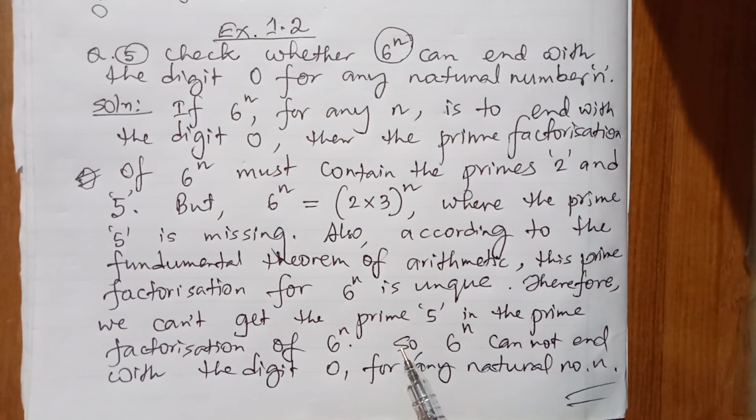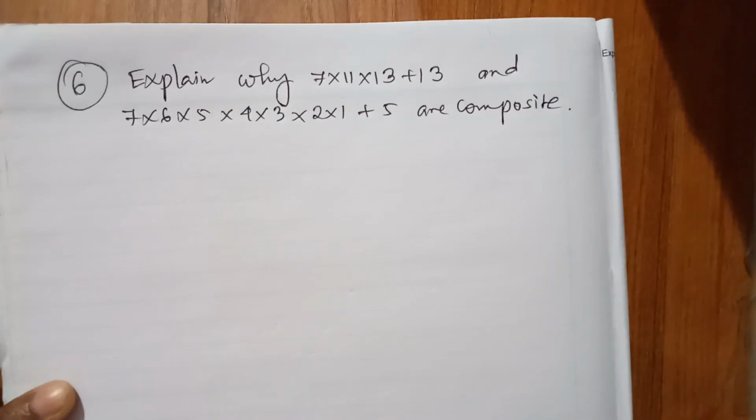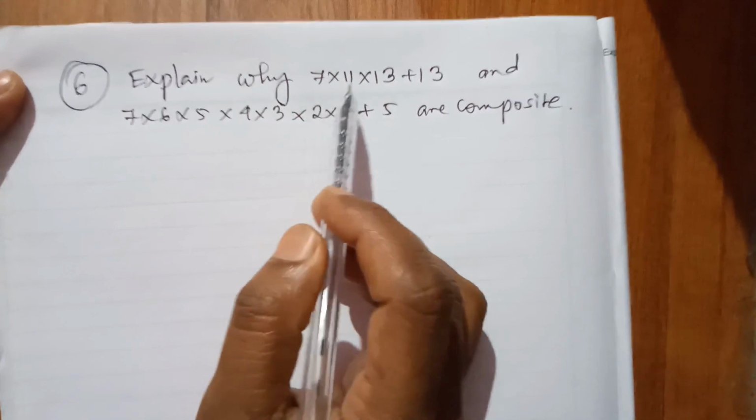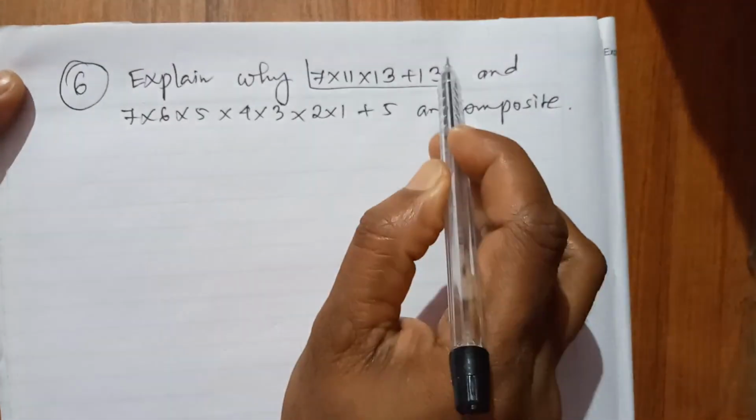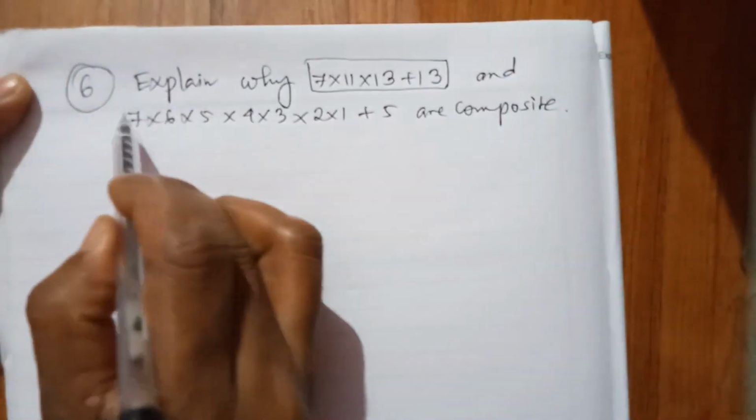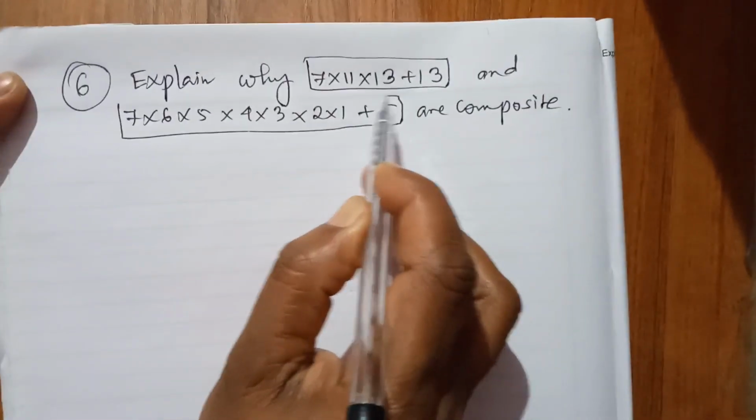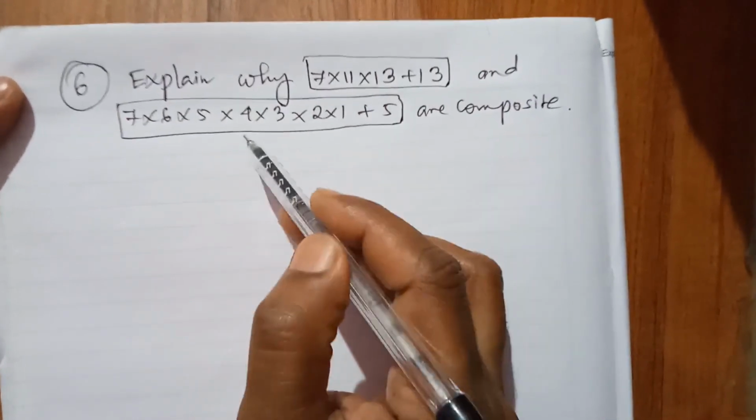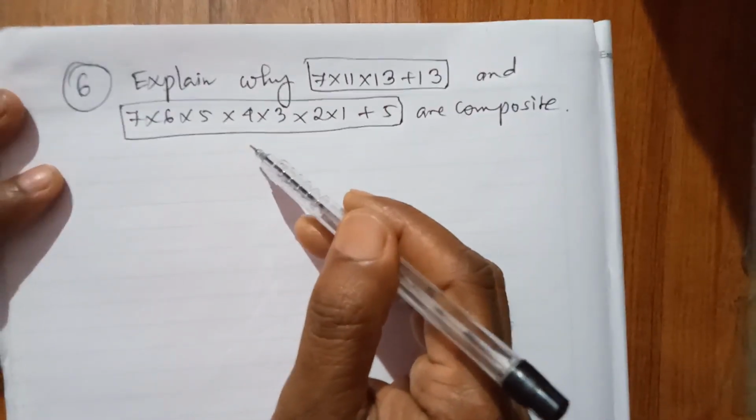Now after question number 5, we'll solve question number 6, which is also based on the fundamental theorem of arithmetic. So note down question number 6. Question number 6 says: explain why these two numbers are composite. So these two numbers are composite, and you have to give the reason.